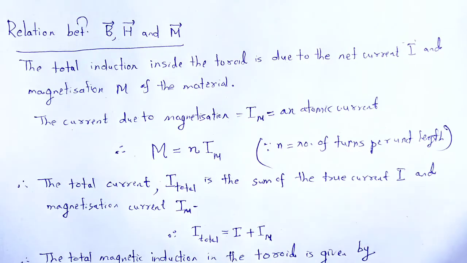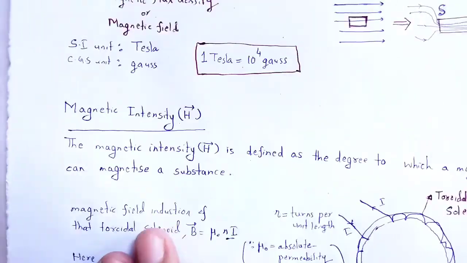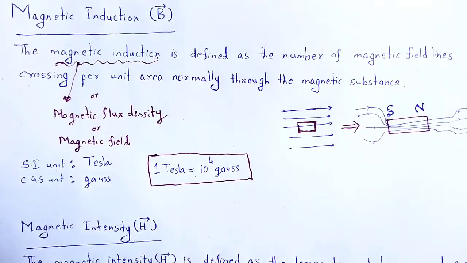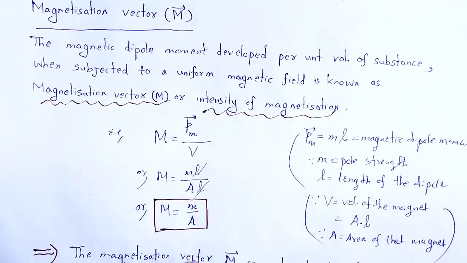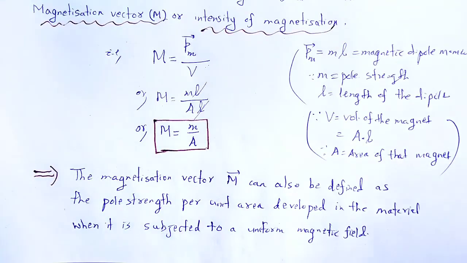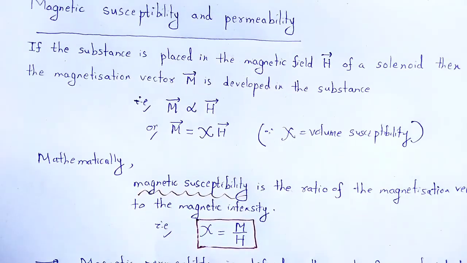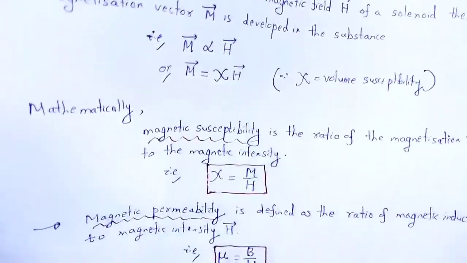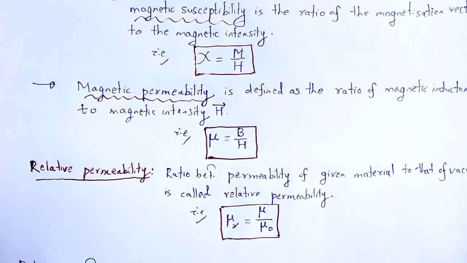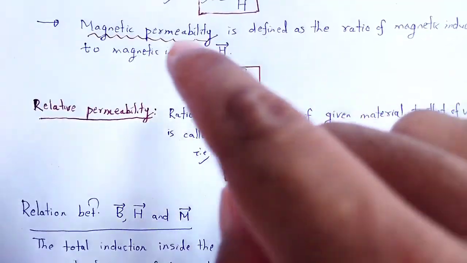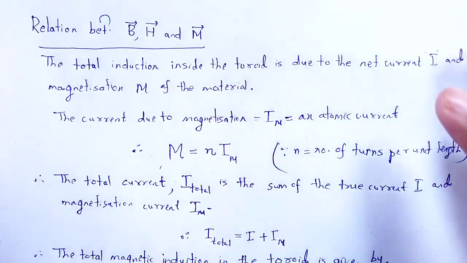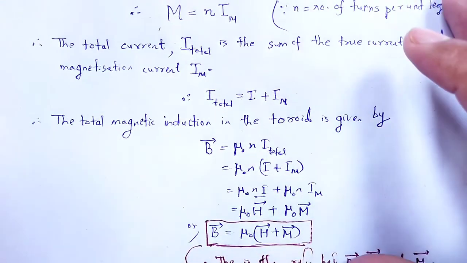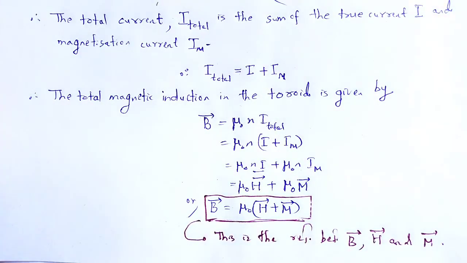So, with the help of this video lecture we understood the three magnetic vectors, that is magnetic induction B vector, magnetic intensity H vector, magnetization vector M, and the concept of magnetic susceptibility, magnetic permeability, relative permeability, and finally the relation between the three magnetic vectors B, H and M, that is B is equal to mu naught times H plus M.